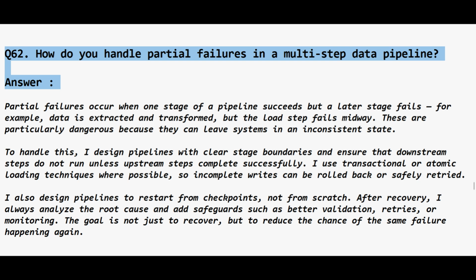To handle this, I design pipelines with clear stage boundaries and ensure that downstream steps do not run unless upstream steps complete successfully. I use transactional or atomic loading techniques where possible, so incomplete writes can be rolled back or safely retried. I also design pipelines to restart from checkpoints, not from scratch. After recovery, I always analyze the root cause and add safeguards such as better validation, retries, or monitoring. The goal is not just to recover, but to reduce the chance of the same failure happening again.